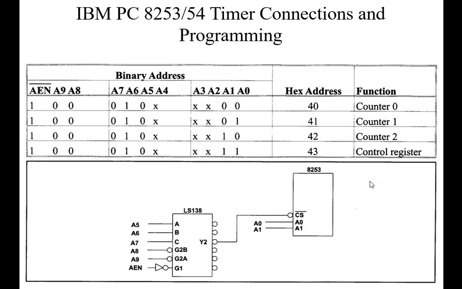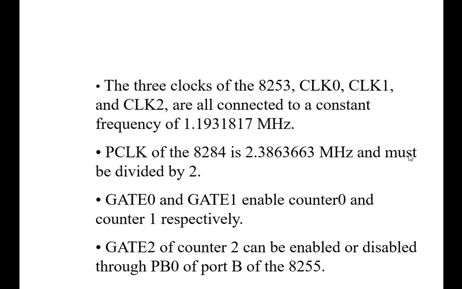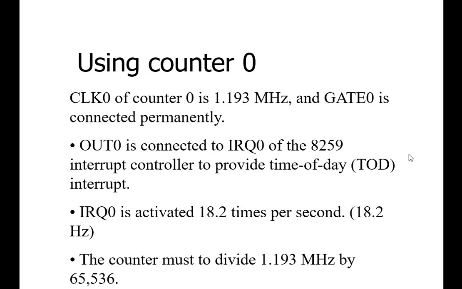Here is the diagram of the previous sections. This is not very important, so we are skipping this. But in this section you just need to know that 40 to 43 are for the counters. 40 is for counter 0, then counter 1, counter 2 and the control register. Now here is some description of counter 0. You can go through them.